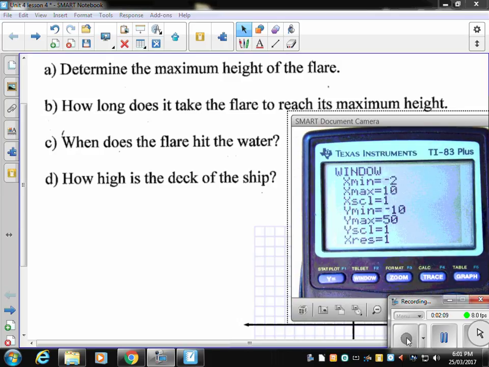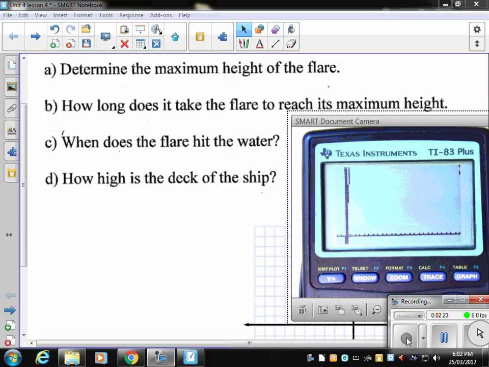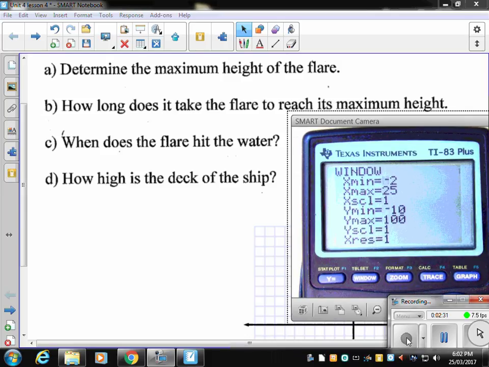So let's go back and have a lot bigger number. And let's also have more time, because I didn't see where the parabola came down. So I'm just increasing my numbers and seeing if I can see it a little bit better. There. I still need a higher y max. So this flare goes pretty high.